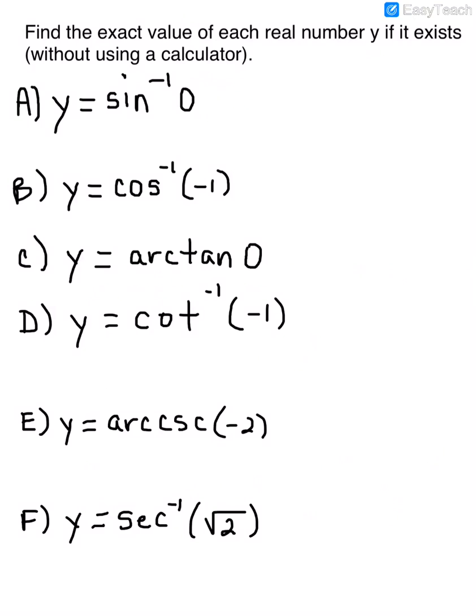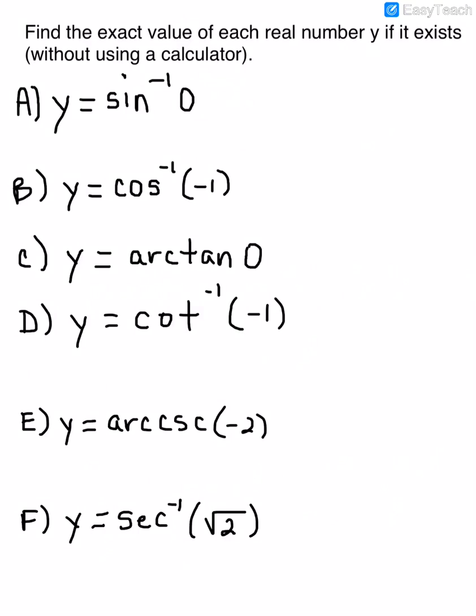All right, find the exact value of each number y if it exists without using a calculator. So again, the exact value, plus the fact that we have y's in front, is telling us that we're going to be using radian measures instead of degree measures. And we're not supposed to be using a calculator. So these are ones that we should know.